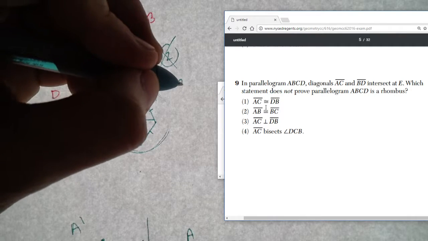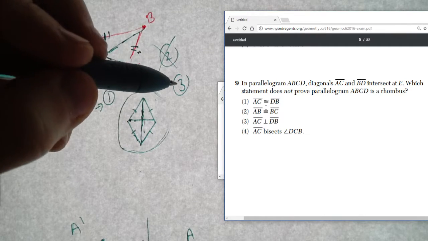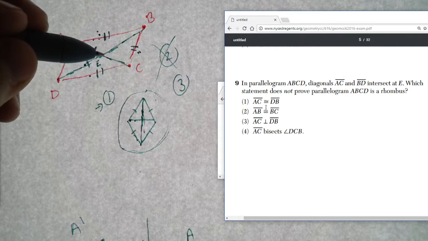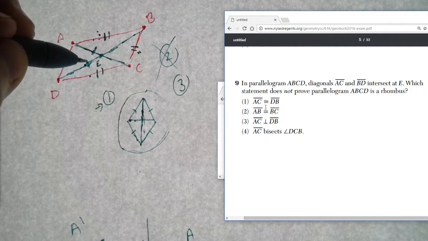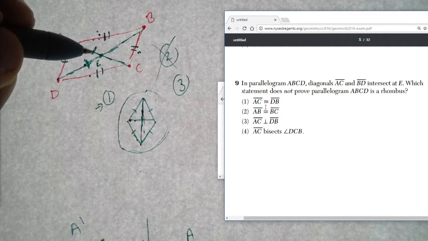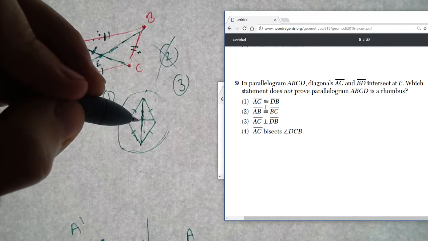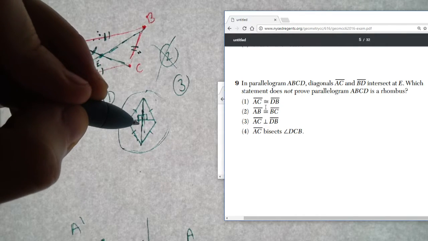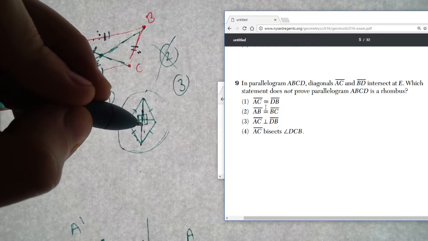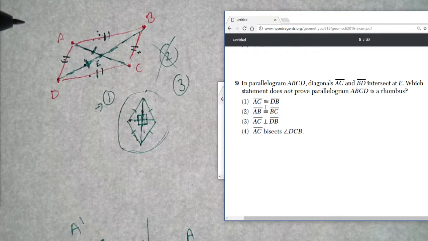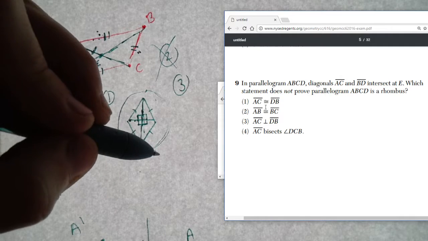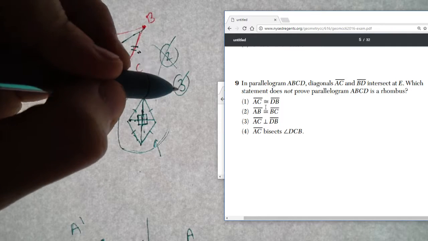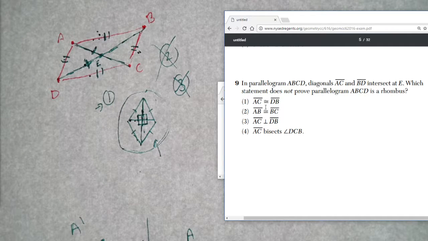Let's see number 3. Number 3, oh, I'm going to kind of cheat on this one. Number 3 says that AC is perpendicular to DB. It's not really cheating, but it's sort of like you know it or you don't know it. In a rhombus, and you can kind of see by the picture, your diagonals are perpendicular. And in fact, if I have a parallelogram with perpendicular diagonals, by definition, it is a rhombus. So 3 is not my answer. Okay. Number 4.